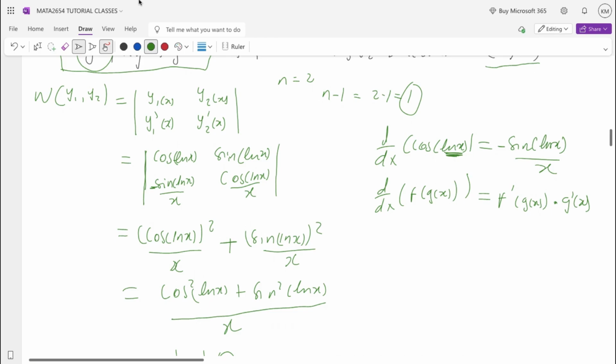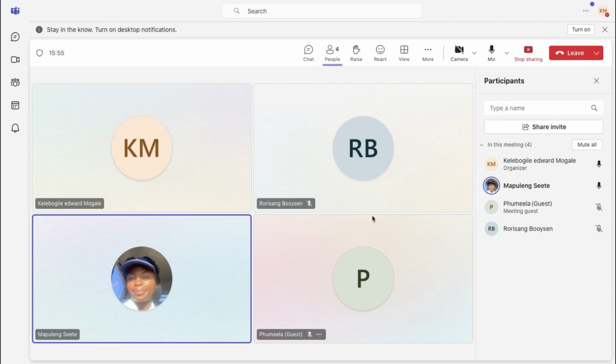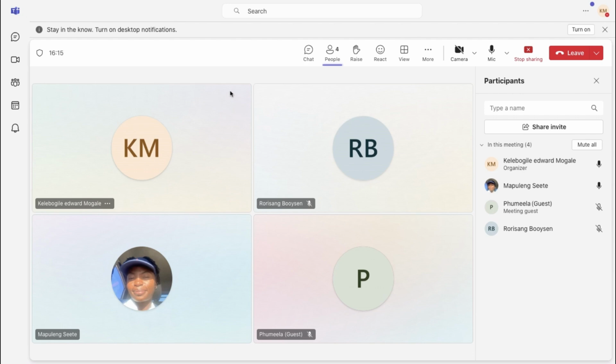Yes. You say if what? We change the interval to be negative infinity to infinity.